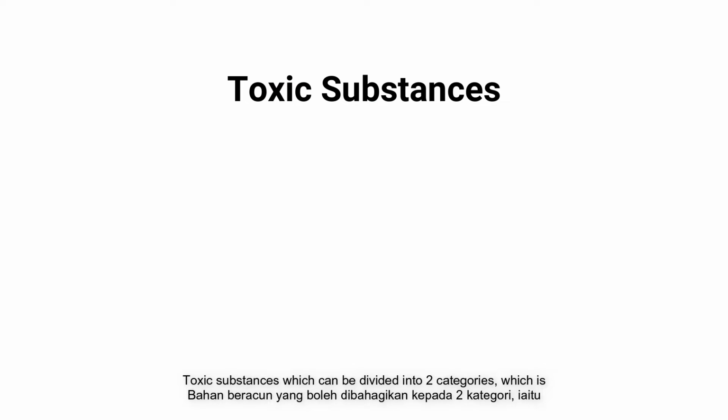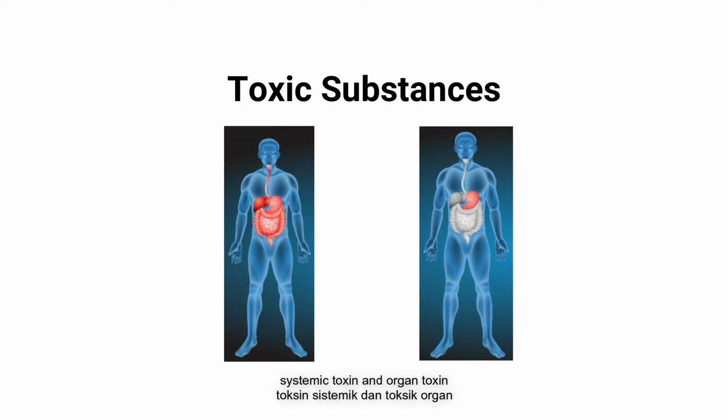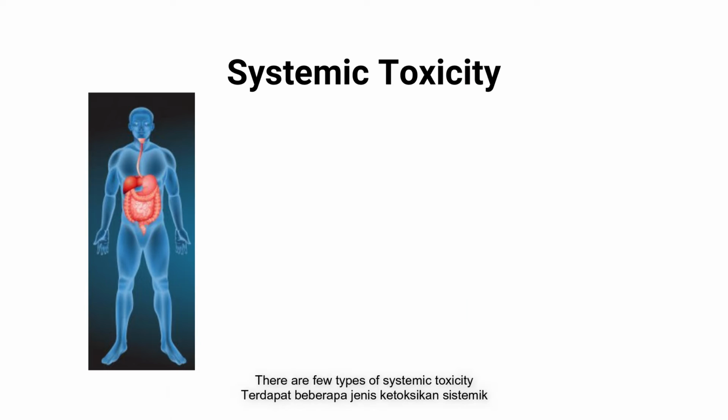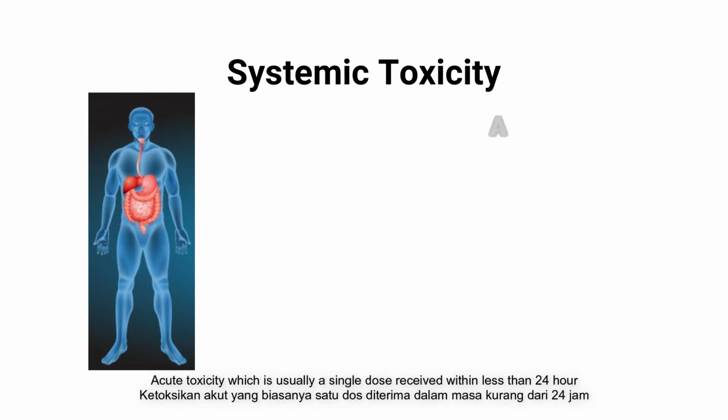Toxic substances can be divided into two categories, which are systemic toxin and organ toxin. Systemic toxin affects the entire body or multiple organs, whereas organ toxin only targets specific tissues or organs. There are a few types of systemic toxicity. Acute toxicity is a single dose received within less than 24 hours.